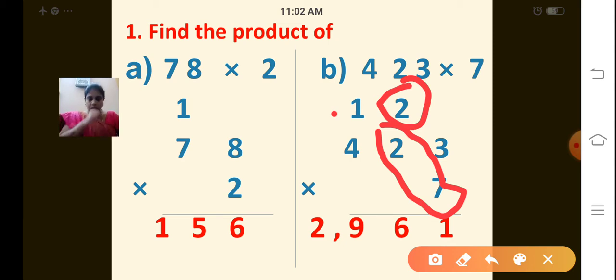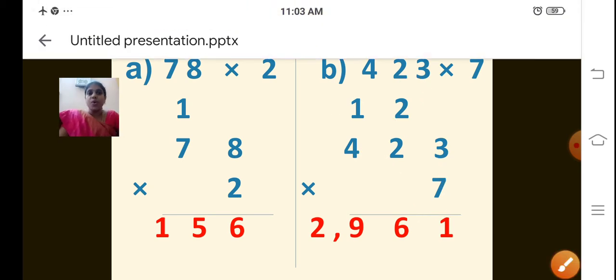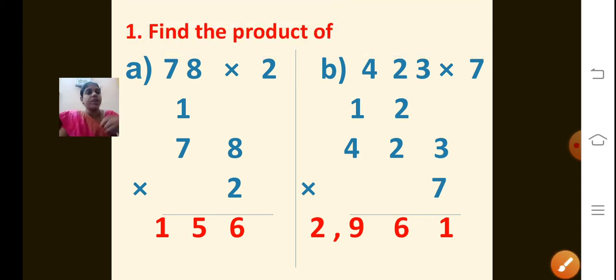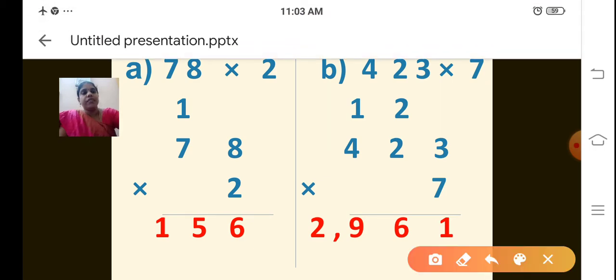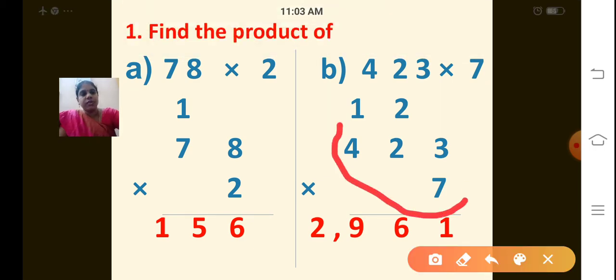Now let's multiply the hundreds place. Now we'll take the digit at the hundreds place. What digit are we having at the hundreds place? 4. We'll multiply by 7. 4 into 7. Now tell me the answer. I think you all know 4 tables, right? 4 7s are 28. Plus this carried over 1. 28 plus 1, 29. So write it down.